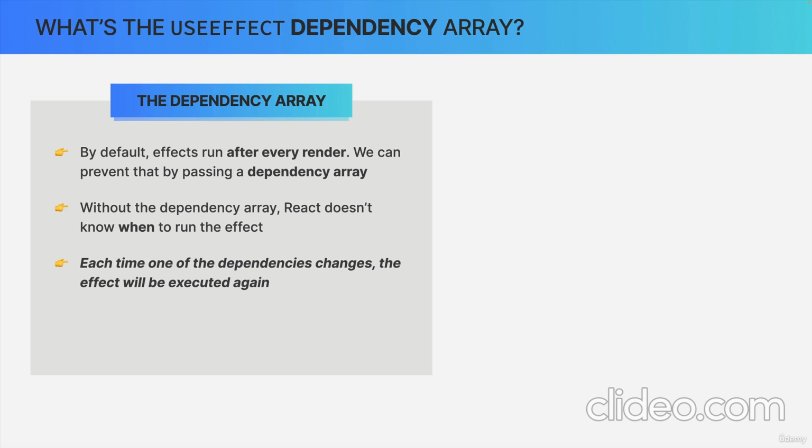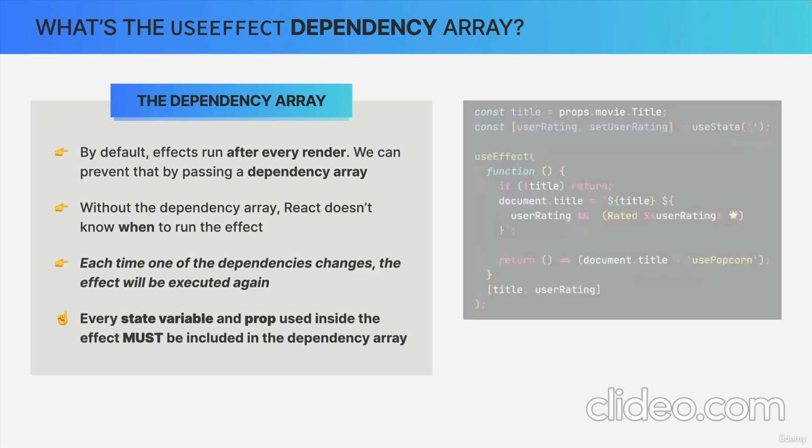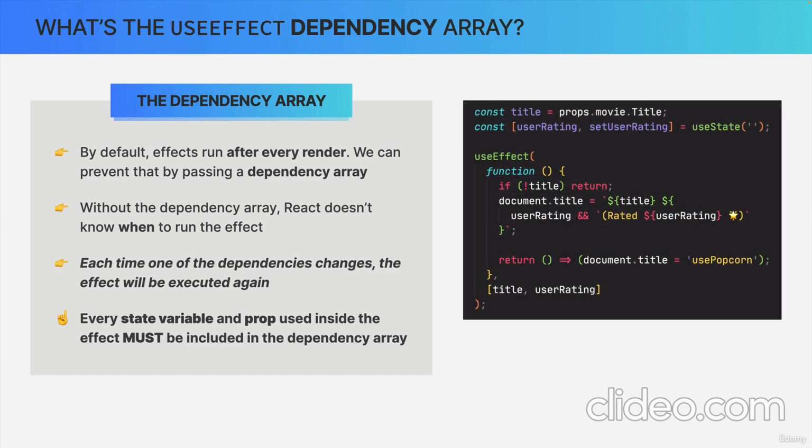Now, what exactly are those dependencies? Well, effect dependencies are state variables and props that are used inside the effect. And the rule is that each and every one of those state variables and props must be included in the dependency array. But let's take a look at an example to understand what I'm talking about.